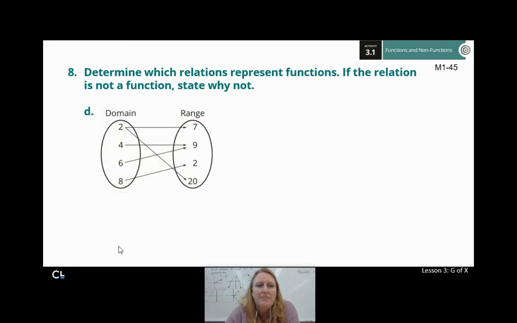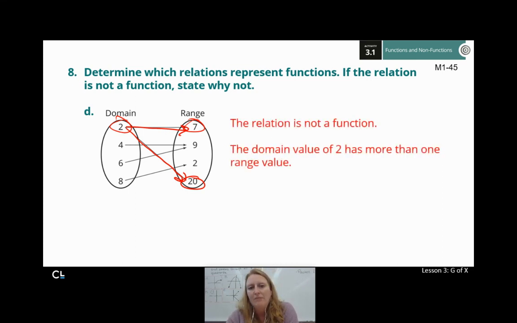What about this one? What about D? Well, right away I see a problem. If you input a 4, you get a 9. Input 6, you get a 9. Input 8, you get a 2. But check this guy out. If you input a 2, you could get a 7 or a 20. What? So I have an input value of 2 that gives me more than one output value. This is not a function. Not cool, man. Not cool.